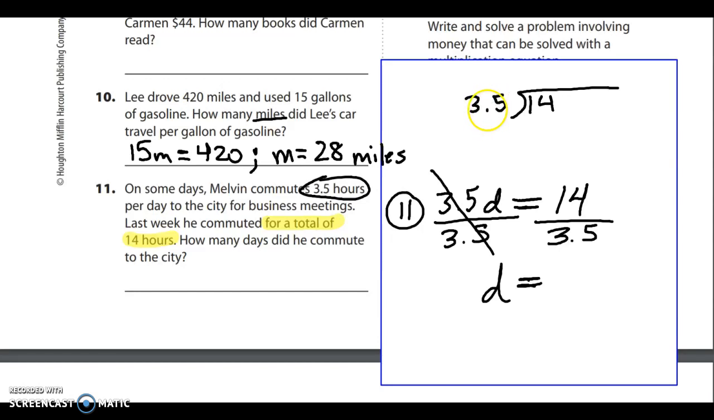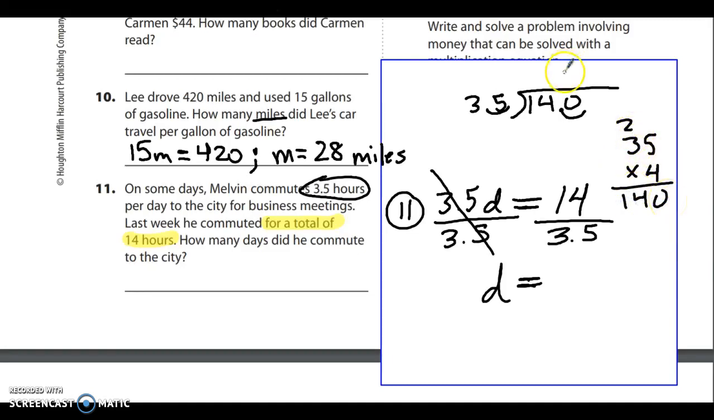So what we do is we multiply this by 10 to make it 35. And if you multiply that by 10 to make that 35, you've got to multiply this by 10 to make it 140. So now I just ask myself how many times is 35 going into 140? 35 plus 35 is 70, plus another 35 is 105, plus another 35 is 140 exactly. I can prove that right here. 35 times 4. 5 times 4 is 20. 4 times 3 is 12, plus 2 is 14.